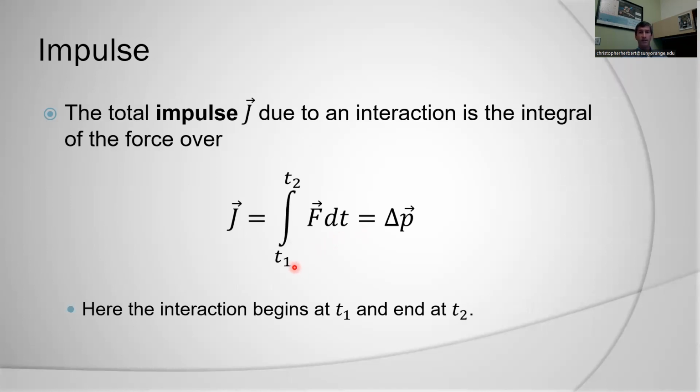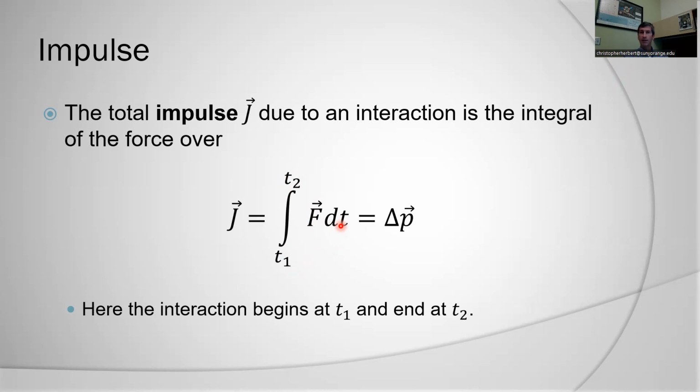So for our total impulse over the entire time of the interaction, we can rewrite this as an integral where t1 represents the beginning of the interaction, t2 represents the end of the interaction. Oftentimes, these are very, very small. And this is equal to the integral of force integrated as a function of time. So that is a change in momentum.